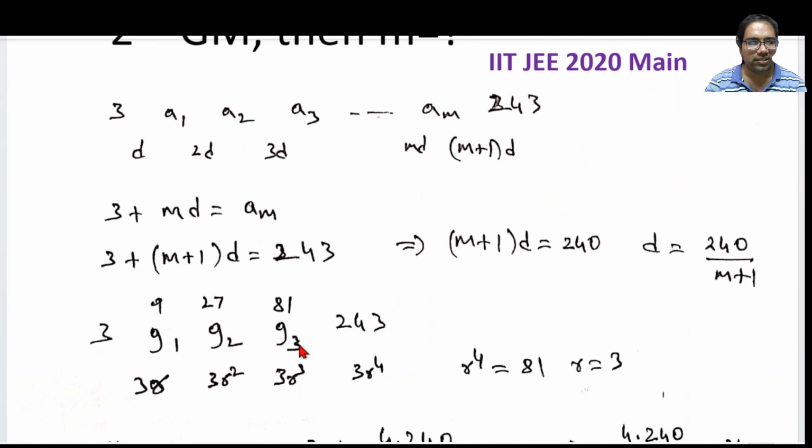If G1, G2, G3 are geometric means, then G1 will be 3R. Let's say R is a common ratio. Then G2 will be 3R square, G3 will be 3R cube, and 243 will be 3R power 4. That means R power 4 equals 81, R equals 3. So then also we can calculate G1 is 3R which is 9, G2 is 3R square which is 27, and G3 is 3R cube which is 81.